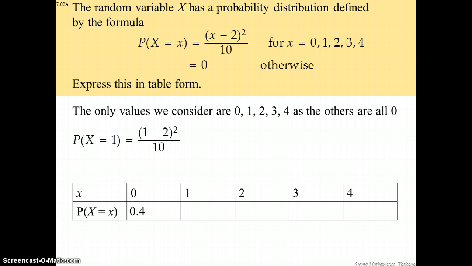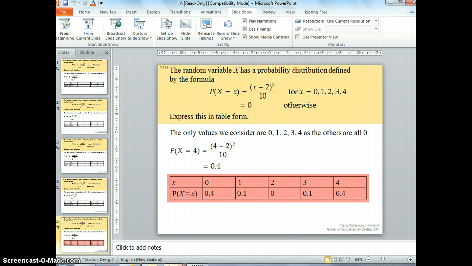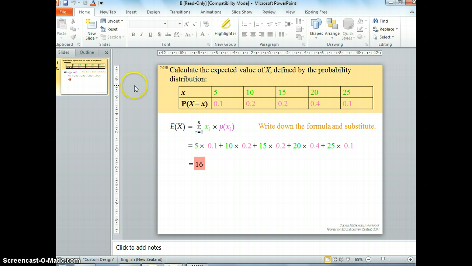Okay, and so on for 1, for 2, for 3, and for 4. Okay, we haven't seen expected value yet, because that was just using a formula to find out the probabilities for a distribution between 0 and 4. Next example, we'll look at an expected value.